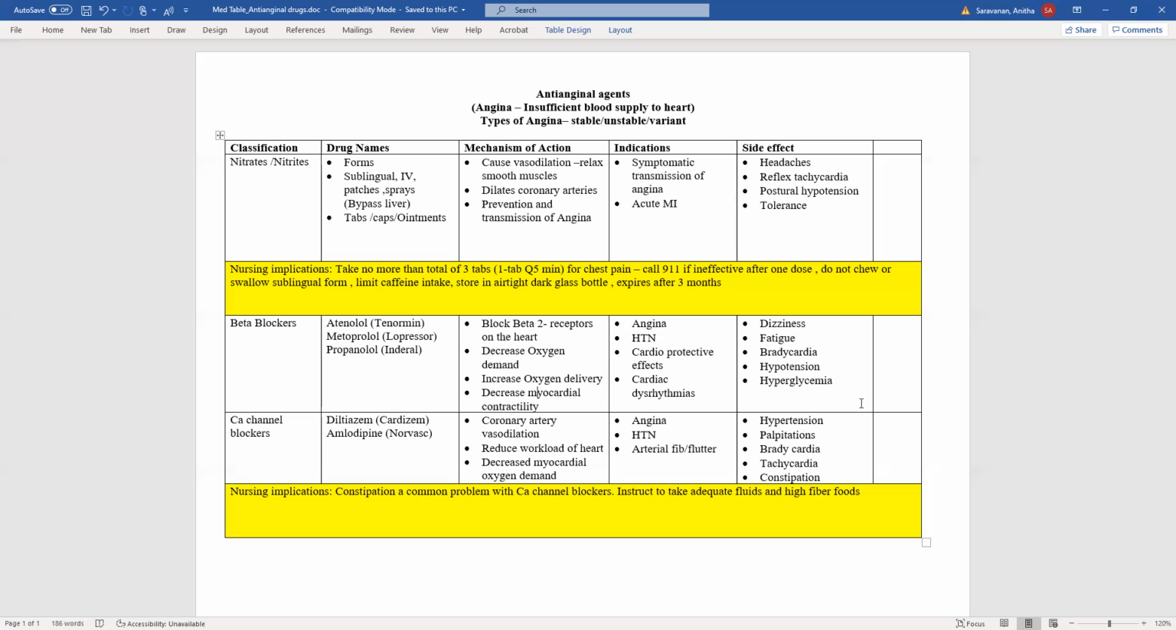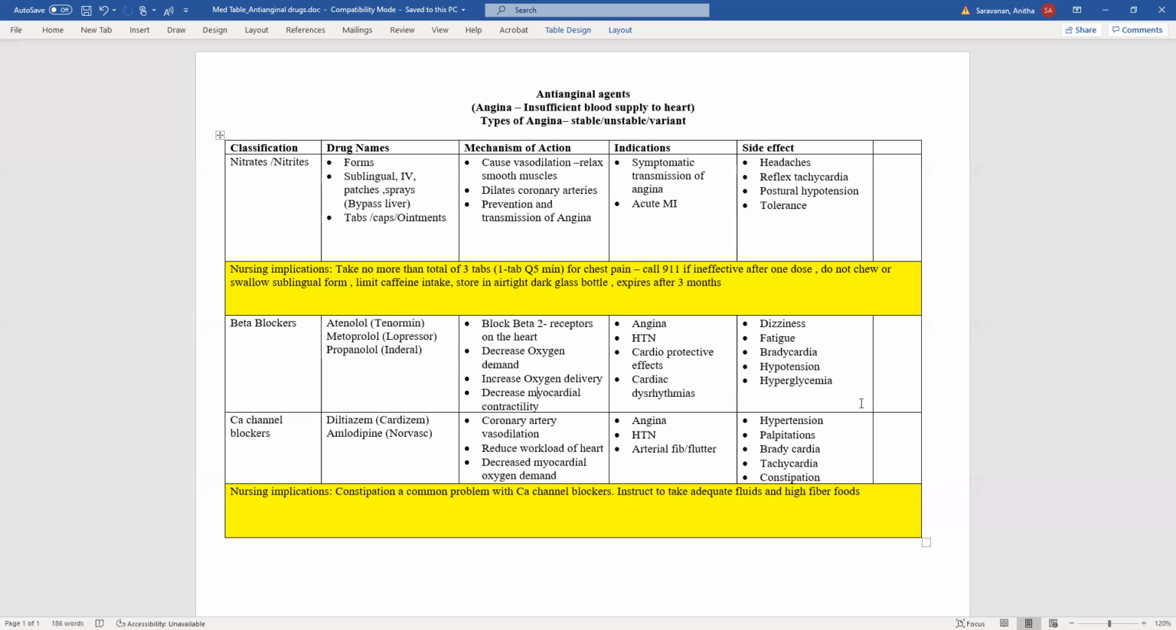Since they open up the cardiac arteries, there are potentially some side effects such as reflex tachycardia, and headaches are very common, and sometimes postural hypotension. And eventually, when patients take it for a longer period of time, they could also develop tolerance. So something to keep in mind is to make sure the tachycardia is addressed, and then the hypertension is addressed too when we are the nurse taking care of the patient.